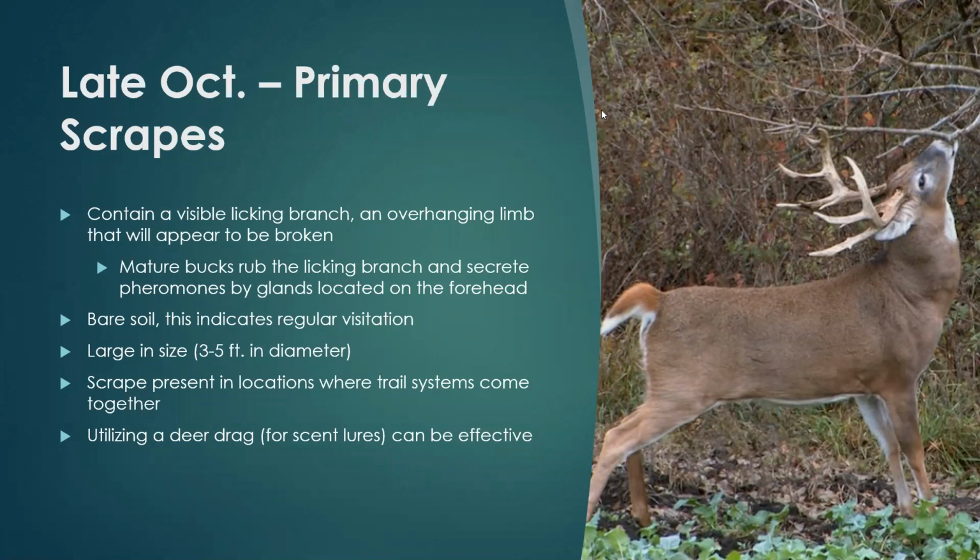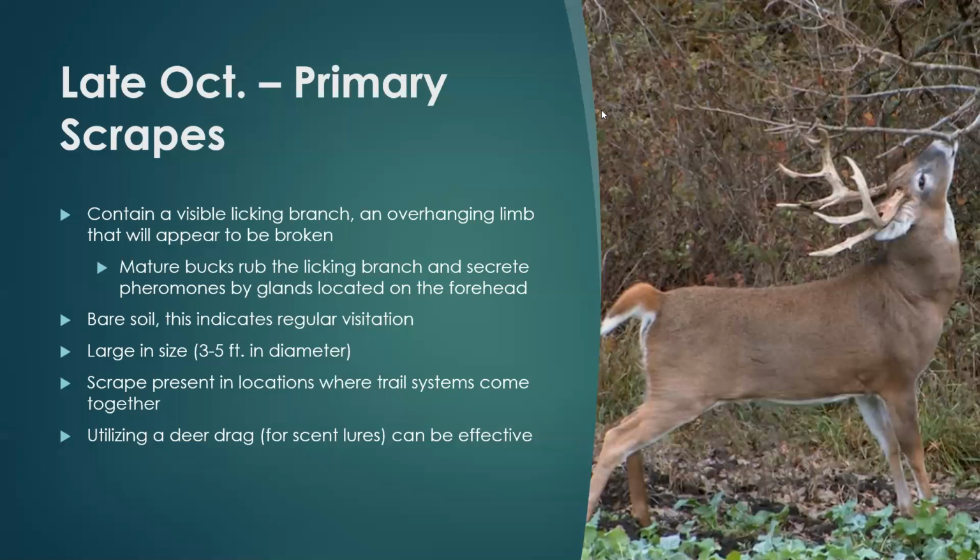The biggest way to tell the difference between a primary and secondary scrape a lot of times is just the size. The really big scrapes that you see that are 5 feet in diameter and just huge, those are what we call primary scrapes. Now I will caution you, on private land or public land, if you think you're the first person to find a scrape, particularly if it's on the edge of a big field, chances are you're not going to be the first person to find that scrape. So just keep that in mind as well.